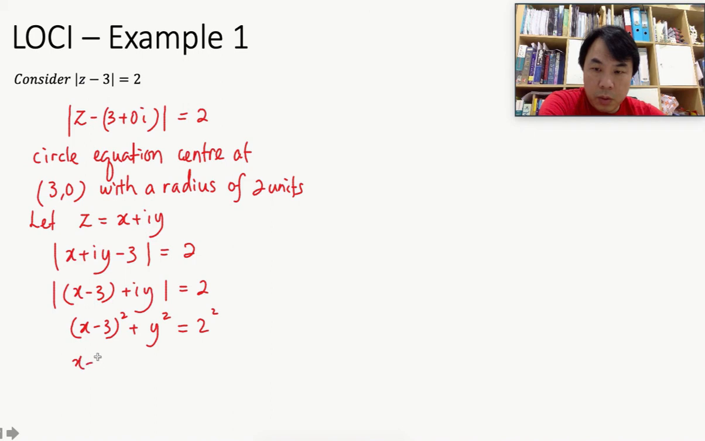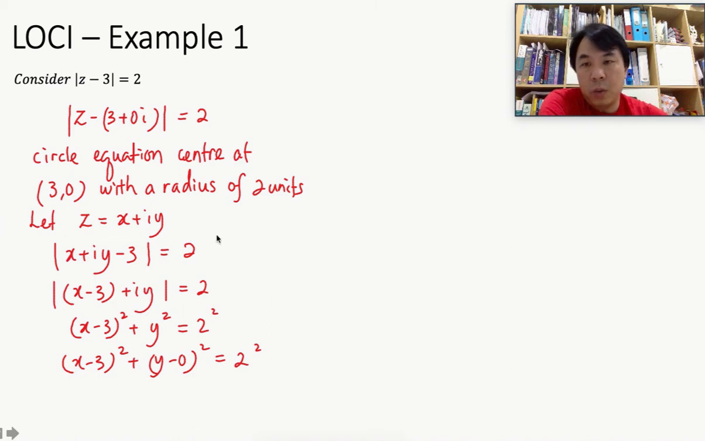So from here, we can rewrite in a more comfortable form that will give us more information about the circle that we are looking at. From here, we are quite clear that this is a circle equation centered at (3, 0) with a radius of 2 units. Okay, so that is a confirmation that it must be a circle equation.